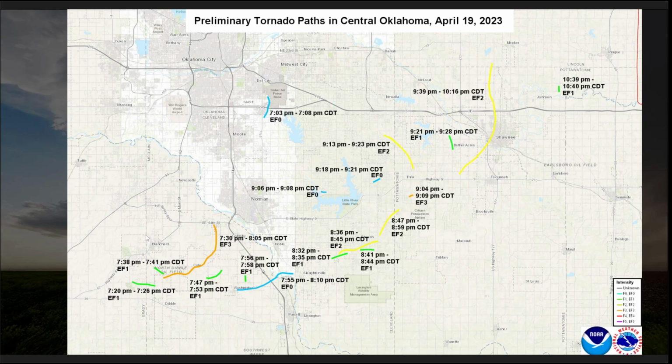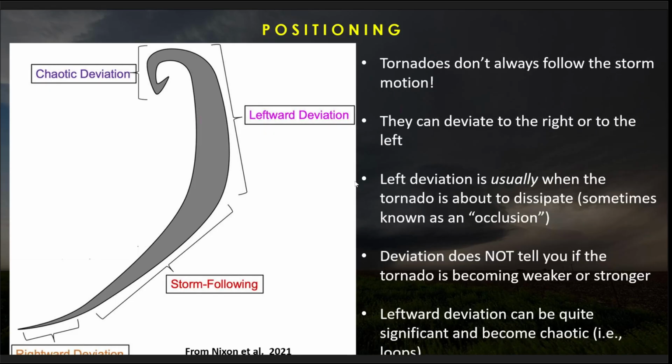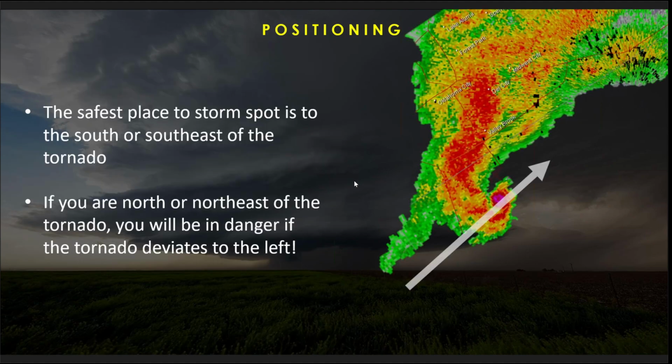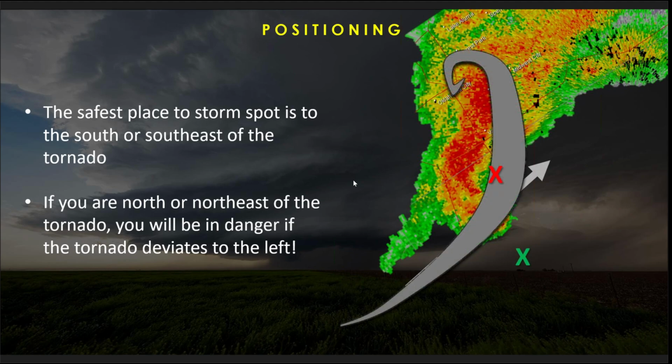So I put this in here to emphasize the importance of storm spotter safety. You always want to be south or southeast of a tornado, because you'll notice even when they turn a little bit to the right, usually they're not as significant as when they turn to the left. Again, just reiterating, rightward deviation is not as chaotic as that leftward deviation. Again, you don't want to be on that red X. You want to be on that green X, because that is a dangerous part to be in.